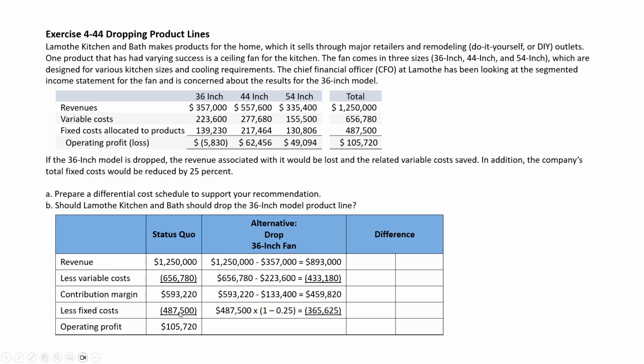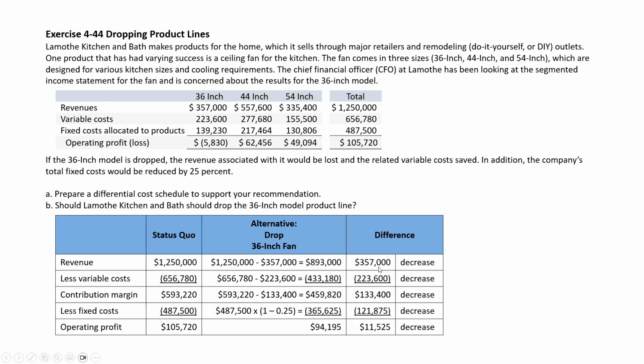So we're going to start with our total $487,500, and you can do this calculation 2 ways. You could subtract 25% from that, or instead I said 1 minus 0.25, 0.75, or 75%. 75% would remain. So 75% times 487,500 means our fixed cost would actually drop to $365,625. Subtracting that from our contribution margin of $459,820 means our operating profit would drop down to $94,195.